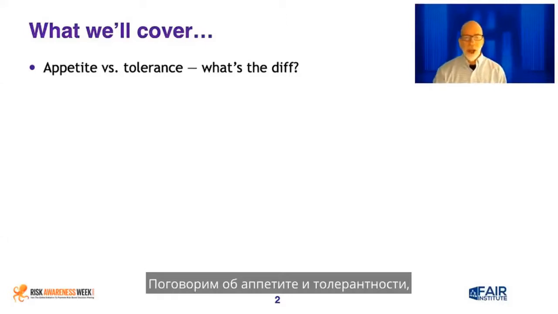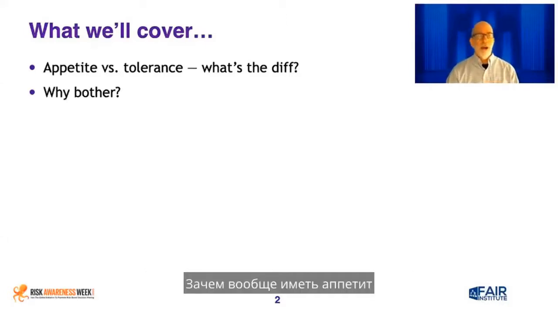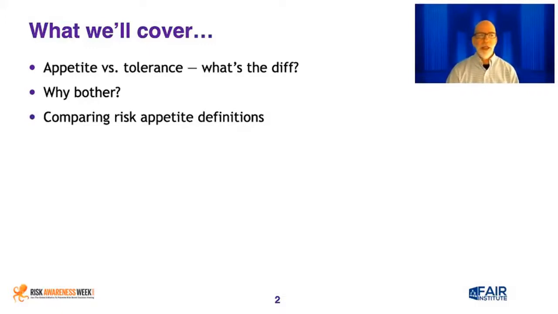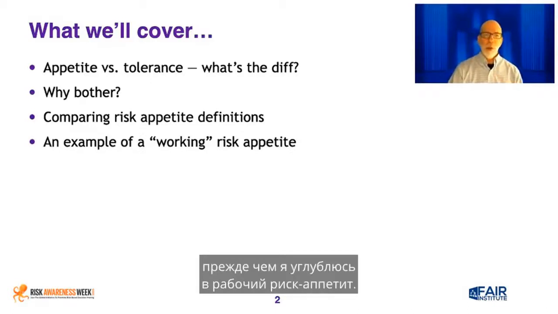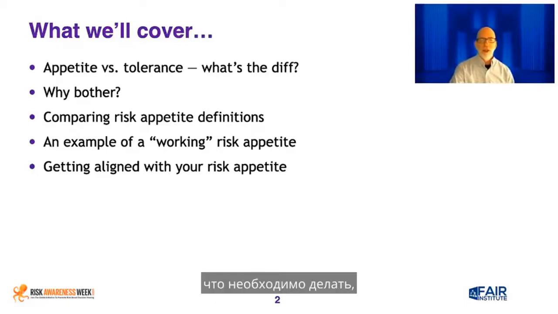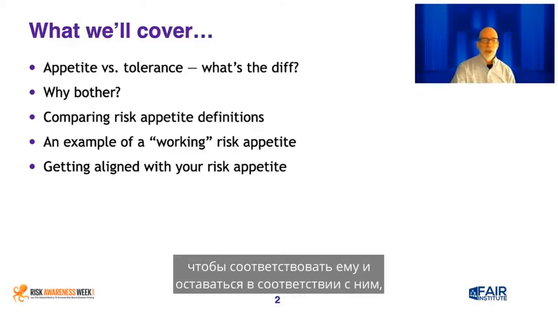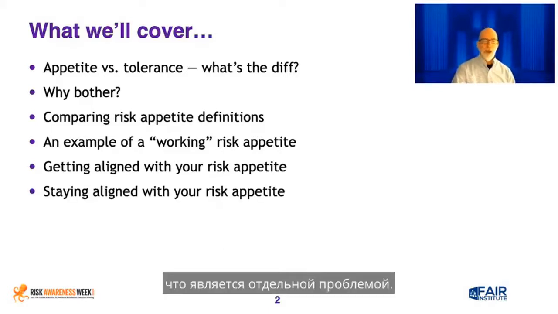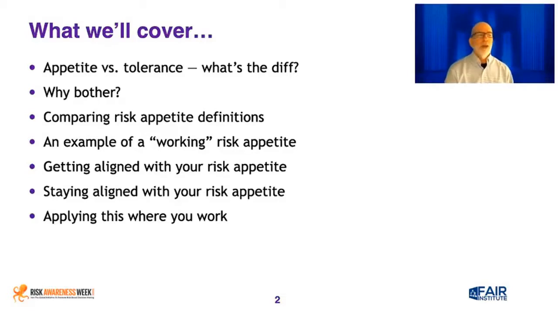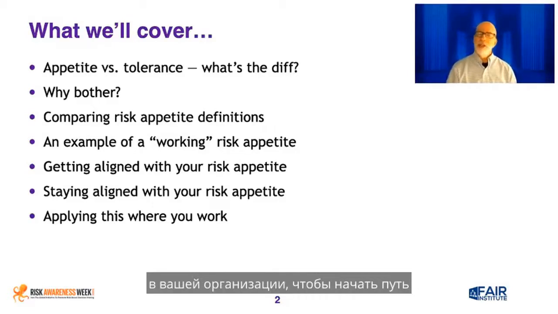We'll talk about appetite versus tolerance and the differences I see. Why bother to have an appetite in the first place? How can you use it, if you will? I'll talk about some of the risk appetites that I see out there that I think are particularly problematic before I get into my idea of a working risk appetite. And then I'll talk about, having defined a working risk appetite, what are the kinds of things you have to do to become aligned with that, and then stay aligned with it, which is a different problem altogether. And assuming any of that makes sense to you and you think it might be valuable, I'll talk about some steps maybe you could take back to your organization to start down this path of developing a risk appetite that works for your organization.